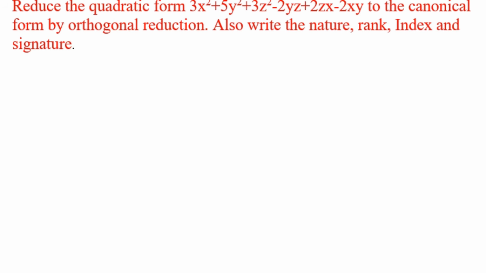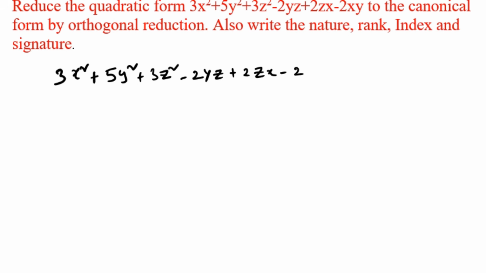The quadratic form is given by 3x square plus 5y square plus 3z square minus 2yz plus 2zx minus 2xy.